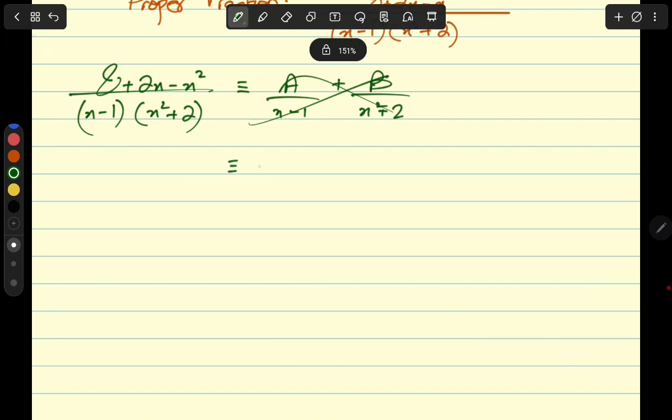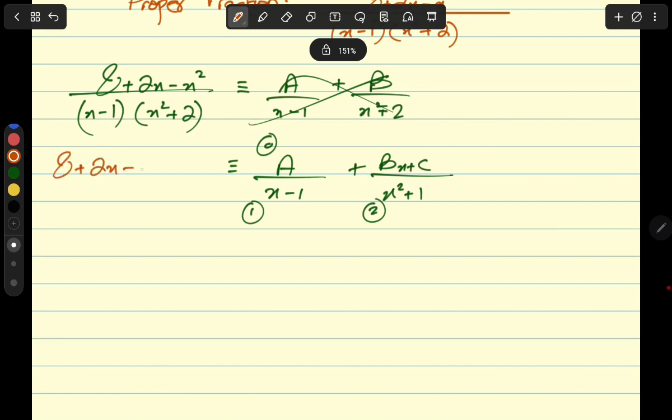Now the correct version of this is going to be a upon x minus 1. Sorry, this is degree 0, this is degree 1, a linear factor in the denominator, so a constant in the numerator, plus a quadratic factor, so a degree 2 polynomial in the denominator, so a degree 1 polynomial in the numerator, which is going to be bx plus c. Why? I'll show you why we do that. This is similar to 8 plus 2x minus x squared, because we want to see all the maximum possibilities in order to obtain a quadratic factor, and I'll show you how. So this is x minus 1, this is x squared plus 2.